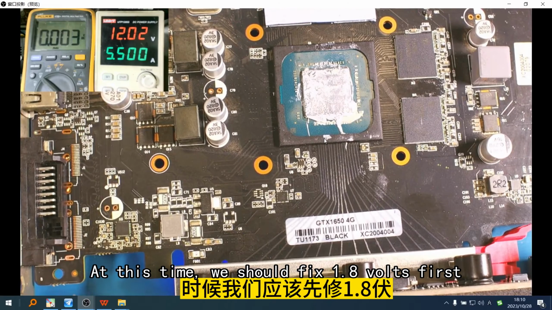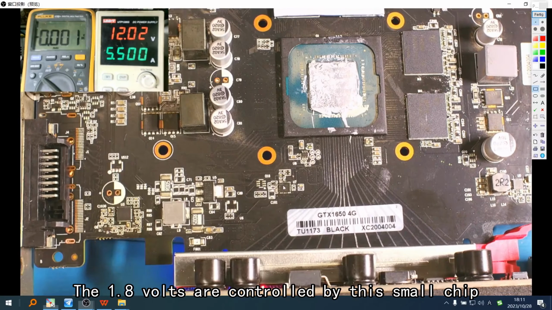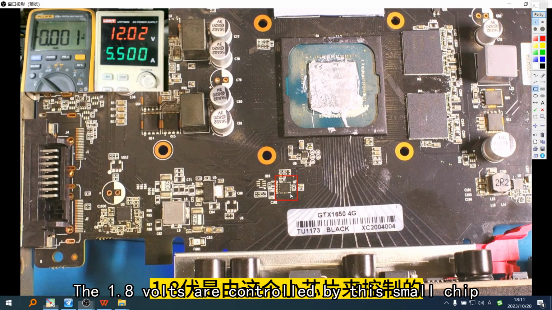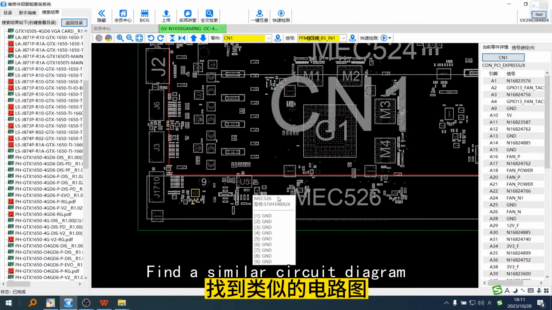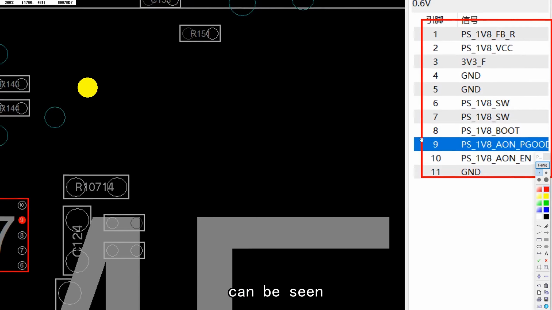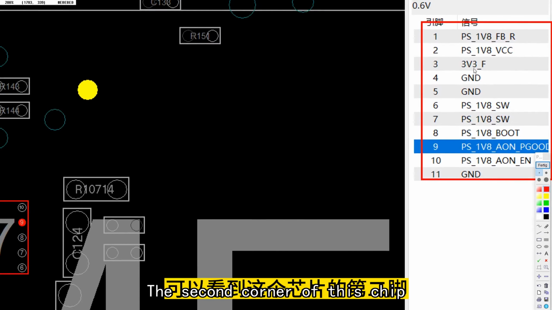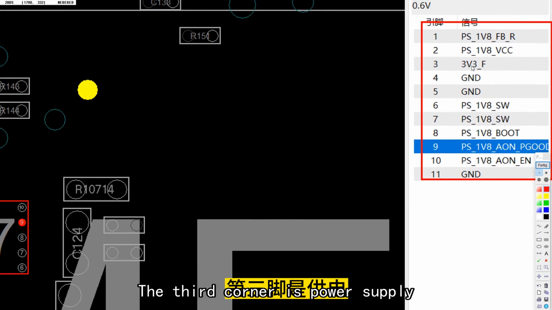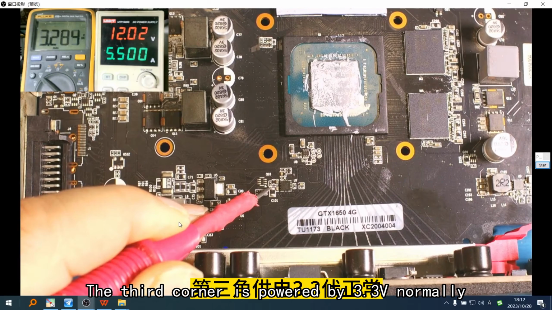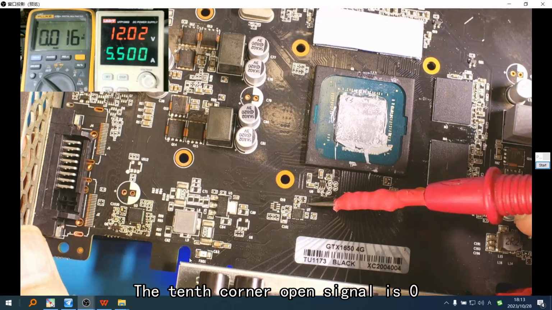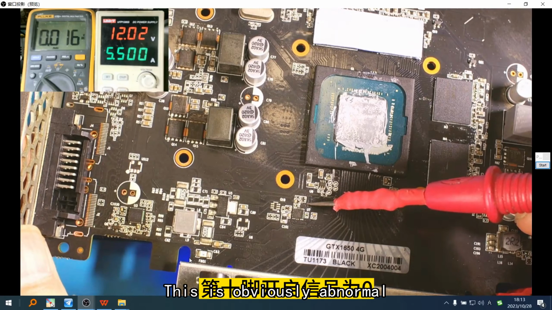At this time, we should fix 1.8 volts first. The 1.8 volts is controlled by this small chip. We go to the repair software and find a similar circuit diagram. It can be seen that the second pin of this chip and the third pin are power supply, and the 10th pin is the enable signal. The second pin is powered by a normal 5 volts. The third pin is powered by a normal 3.3. The 10th pin enable signal is 0. This is obviously abnormal.